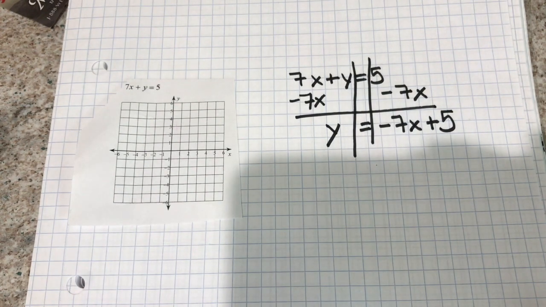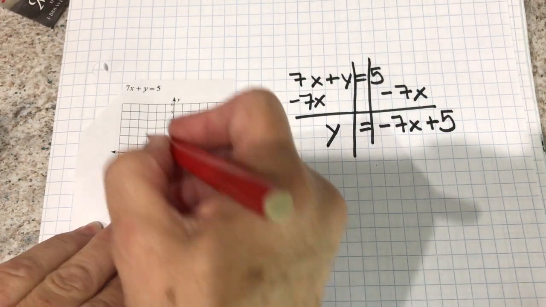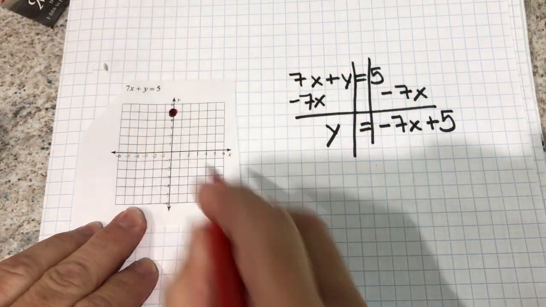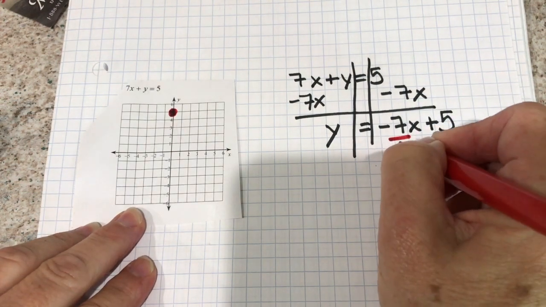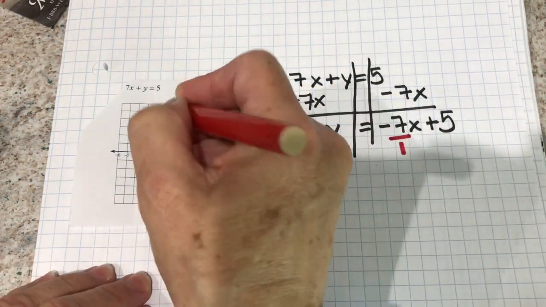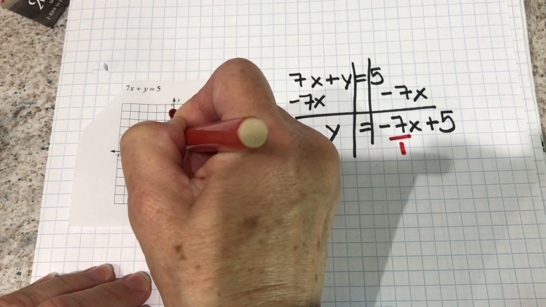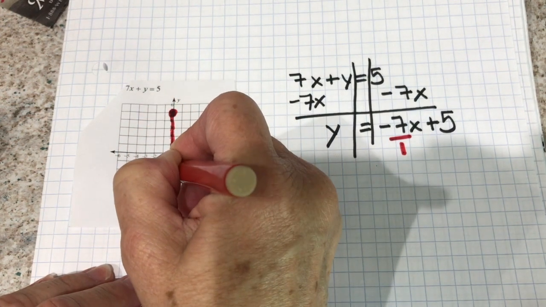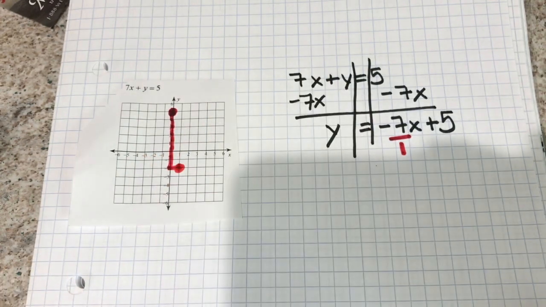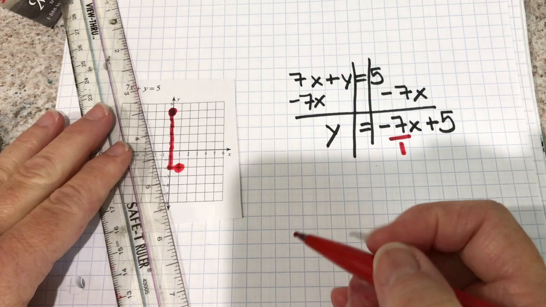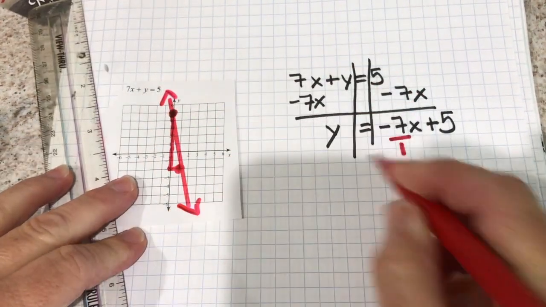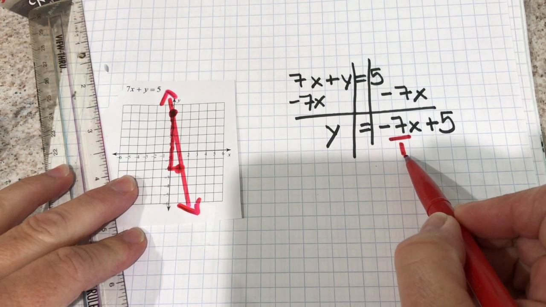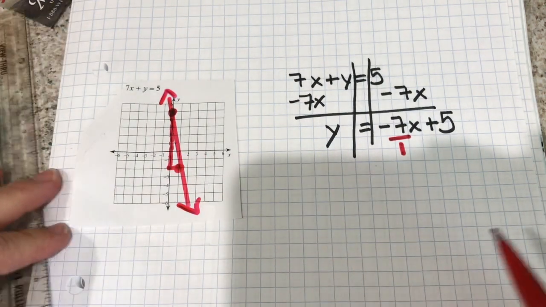Looking at the graph, we'll start with the y-intercept, which is positive 5. But then we're going to graph the slope, which is negative 7 over 1. 1, 2, 3, 4, 5, 6, 7 over 1. Taking our ruler, we're going to graph our line. And notice it's negative 7 over 1, which means we have a negative slope for this line.